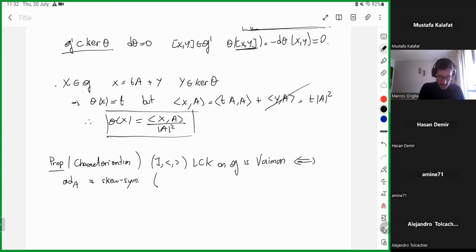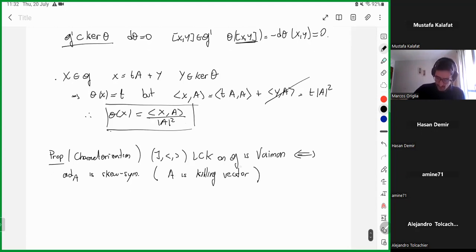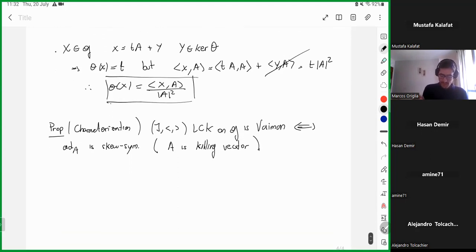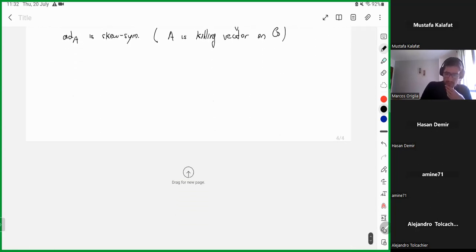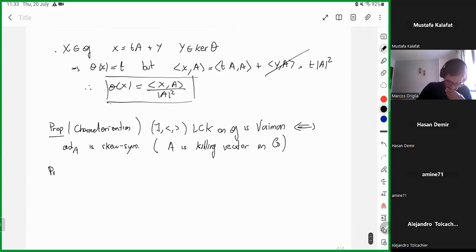So in particular, the adjoint of A being skew-symmetric means that A is a Killing vector. I don't want to talk about this Killing vector, but just to mention that this Weismann structure admits one of these particular vectors on G, a left-invariant Killing vector on G. Okay, so let me give you an idea of the proof of this. It's very easy.